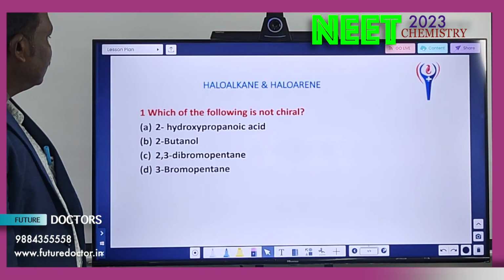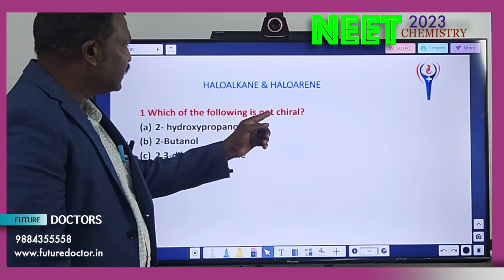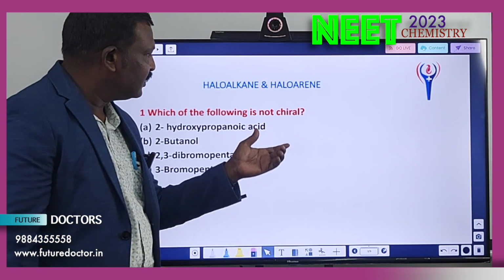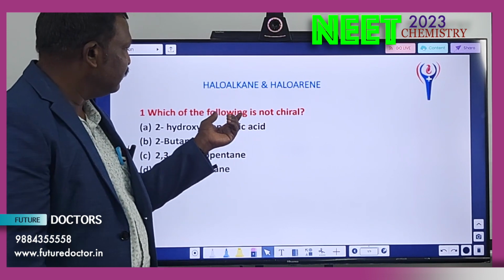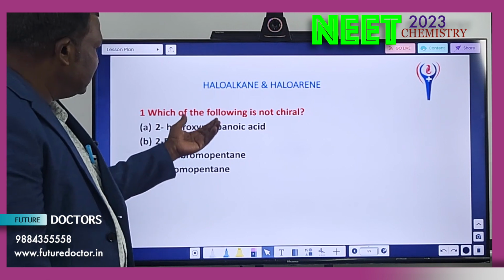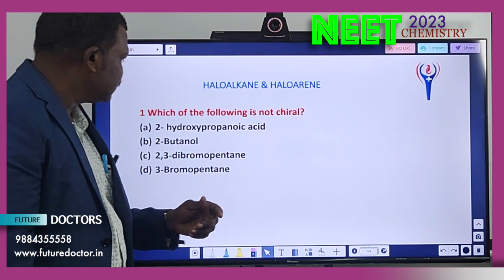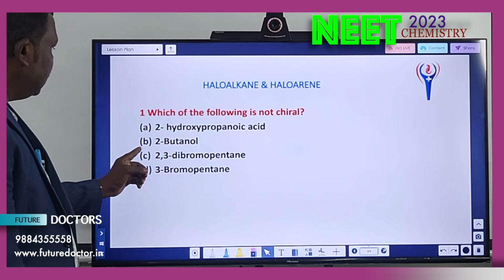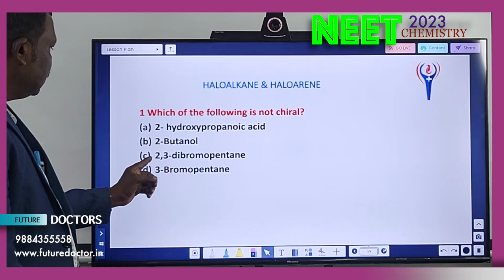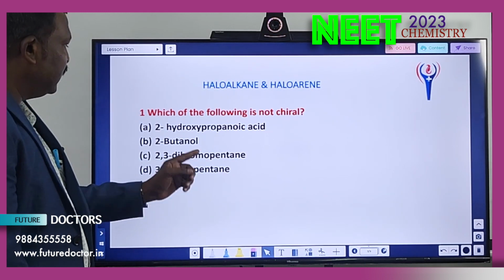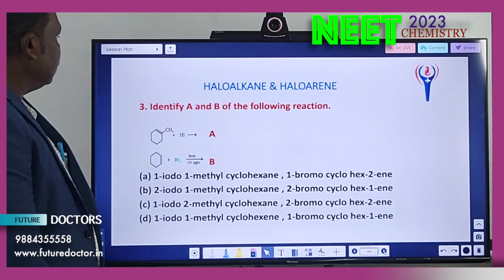First question is, which of the following is not chiral? Chiral means around the carbon atom all the groups are different, but they are asking which of the following is not chiral. So you write each and every structure, then only you will be able to find out. Understood? Option A, 2-hydroxypropanoic acid. Option B, 2-butanol. Option C, 2,3-dibromopentane. Option D, 3-bromopentane. Next one.